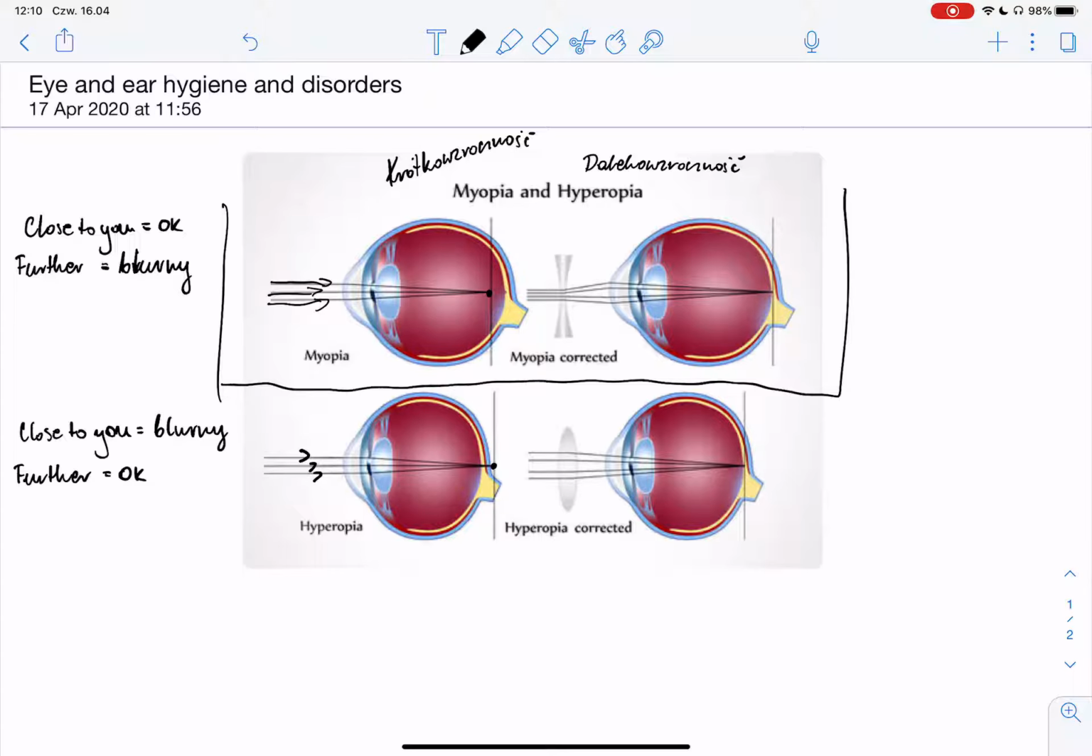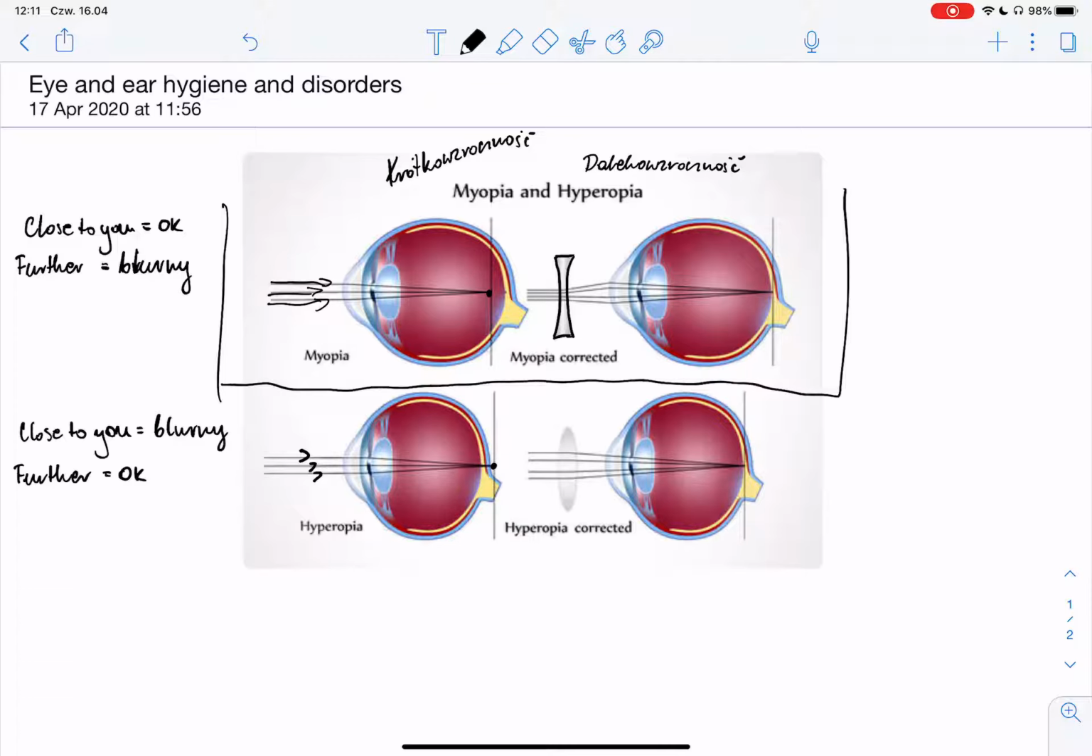Both of those conditions are caused by the lens not being able to stretch enough, so it could create that more convex or more concave shape of the lens. So we need to correct it with either contact lenses or glasses. And in case of myopia, a concave lens is needed. So you can see here the corrected version, and we have the lens that has a concave shape.